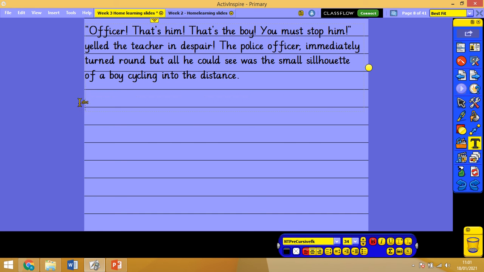And now I'm going to start a new paragraph. I know, obviously, you're all thinking, how did he spell despair wrong? But then I spelled silhouette correctly. Obviously, one of my many talents there, Year 6.